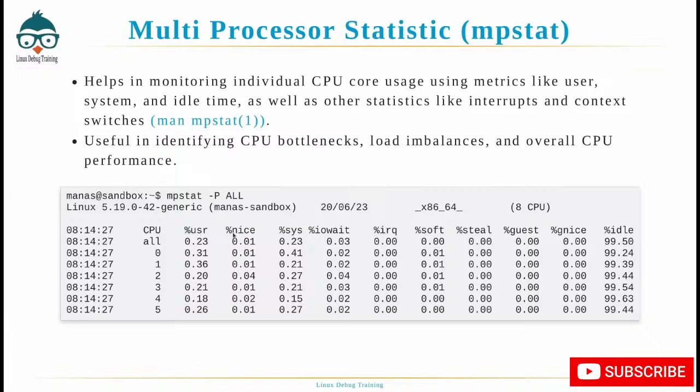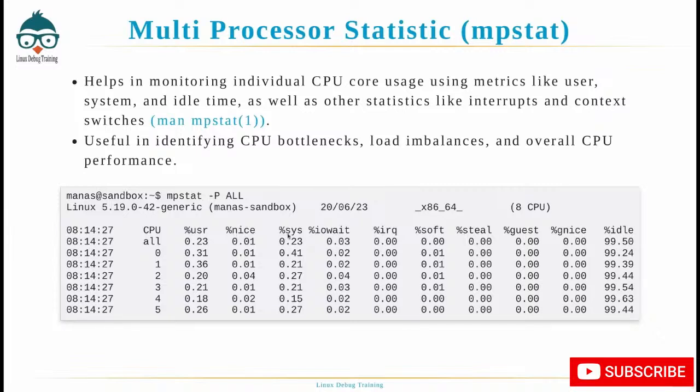Percent nice, the column represents the percentage of CPU time spent running user level processes with a positive niceness value. In Linux, the nice value influences the process priority, where a higher value indicates a lower priority.